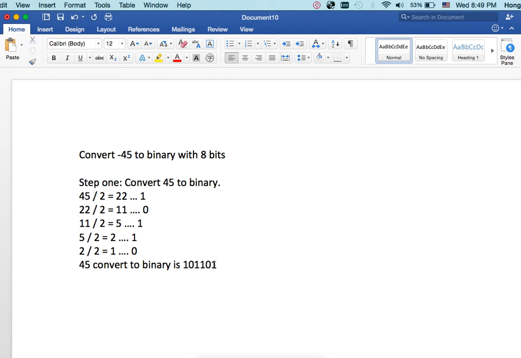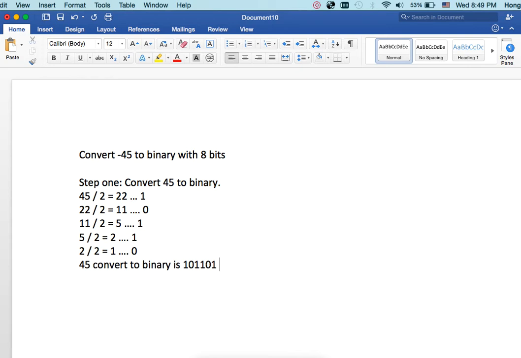So you can quick check. This is 1 plus 4, which is 5. 5 plus 8 is 13. 13 plus 32, which is 45. So we did it right. Okay, so 45 converted to binary is this.